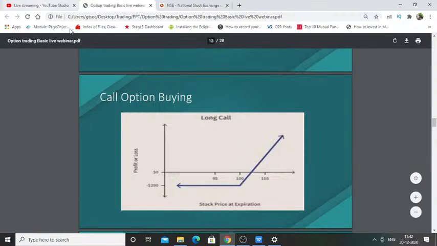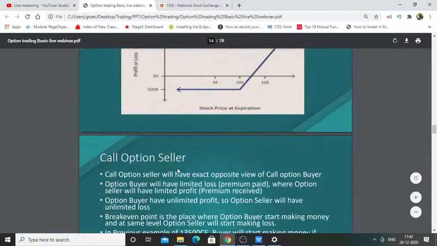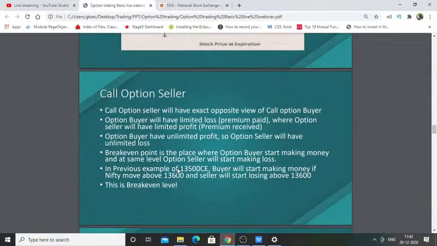Now let's look at call option selling. A call option seller will have the exact opposite view of a call option buyer. This is how the market exists. If someone is bullish on the market, there will be someone who is bearish on the market as well. Only because of that will there be a buyer and a seller in the market, and the trade happens only due to the opposite views of multiple people.